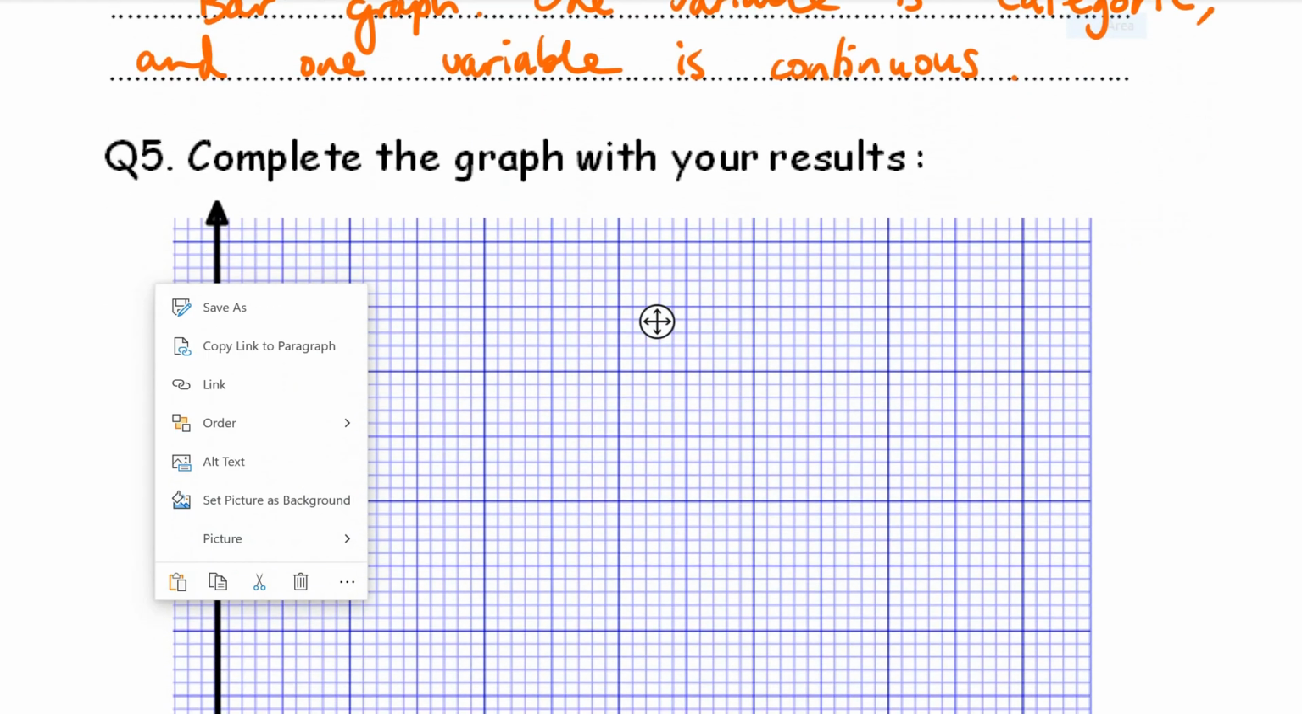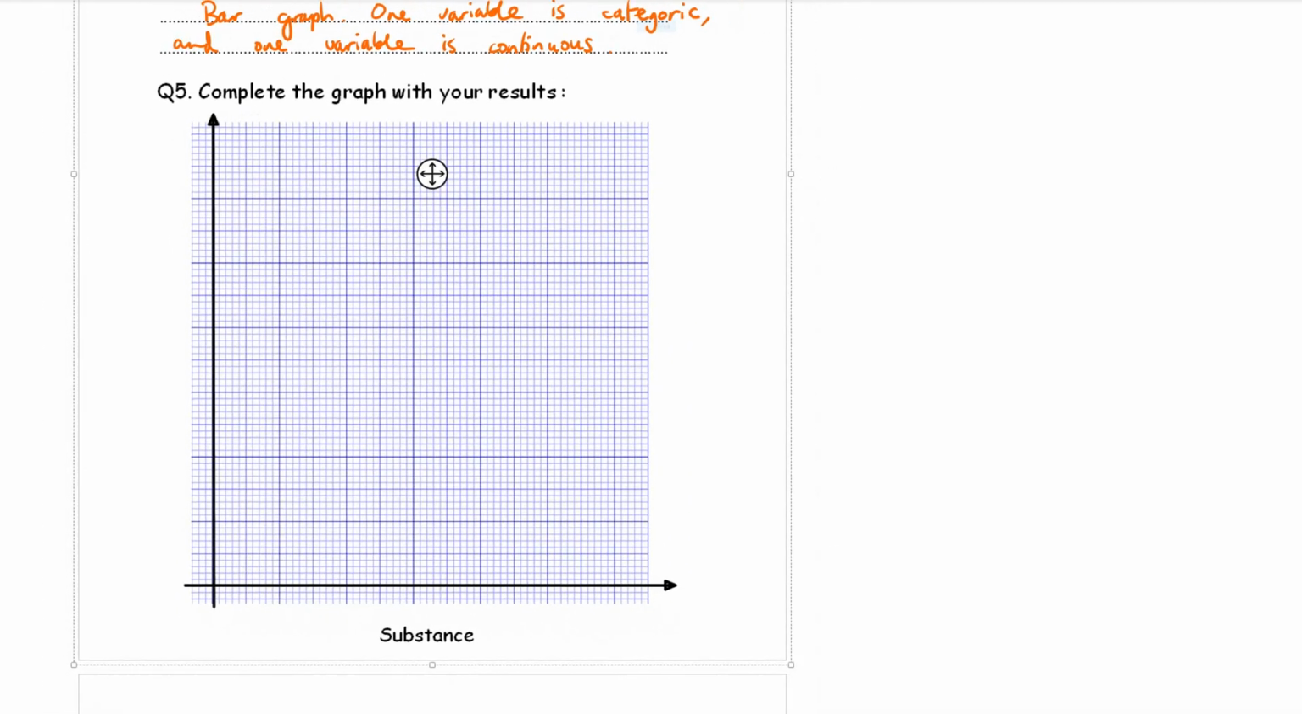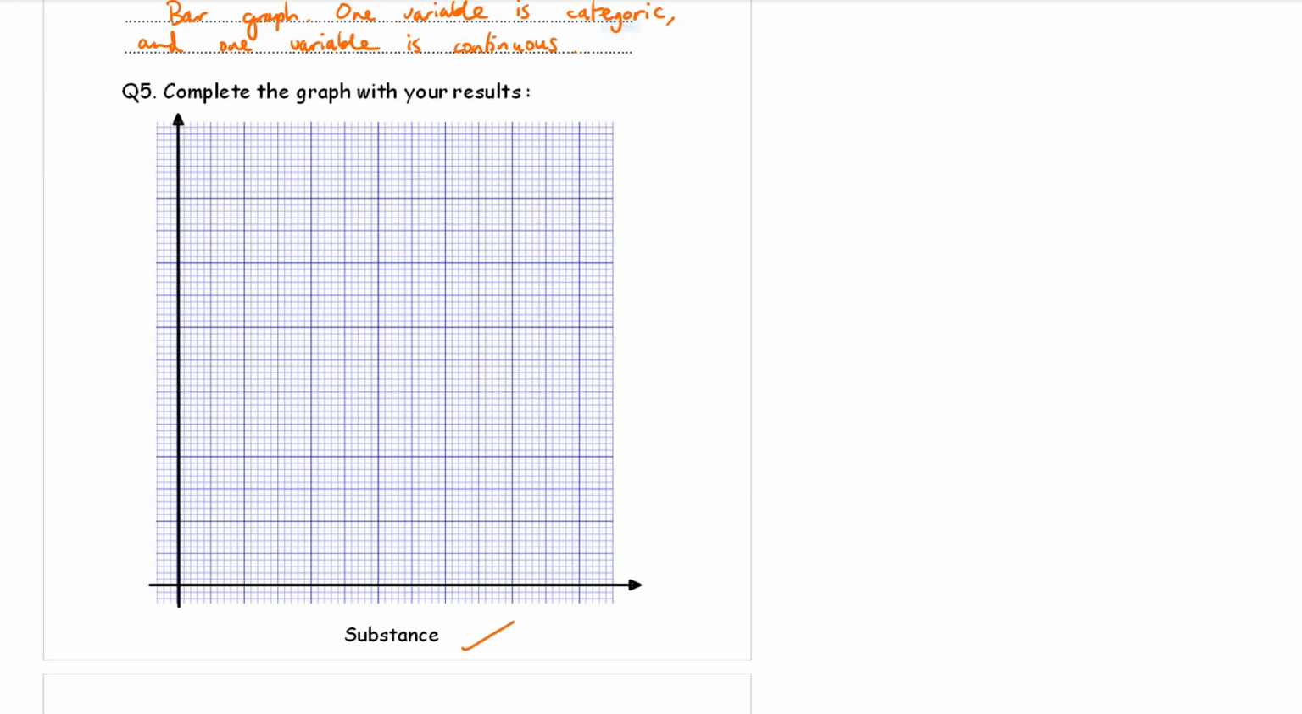Now, complete the graph. You should be able to do this. We've got the substance at the bottom, and then we've got the number of spatulas that dissolved in 10 centimeters cubed of water. Now, if you go back to the results table, the biggest number that we had was 8, and that was for sugar.